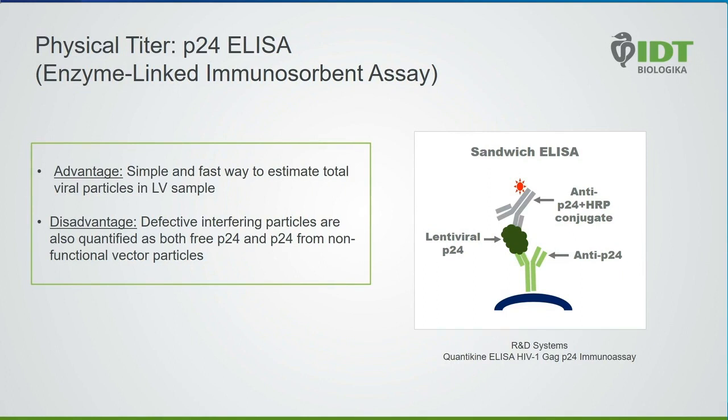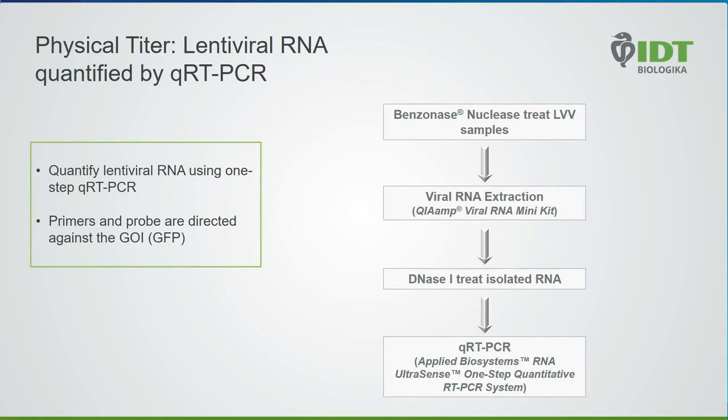The second method is also a physical titer method, where you use qRT-PCR in order to quantify the viral RNA. We use a specific primer that targets the gene of interest or the viral mRNA. We use benzonase nuclease-treated lentivirus samples and extract RNA using a viral RNA mini kit from Qiagen, and then we use DNase treatment, and after that we use qRT-PCR in order to determine the viral gene expression.